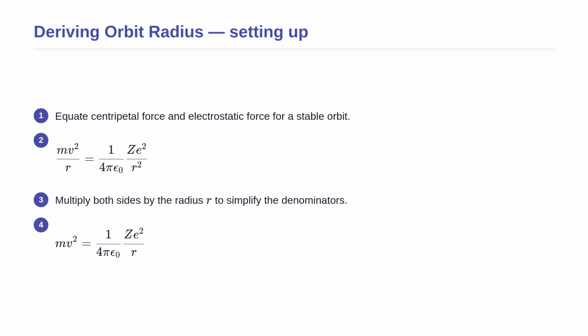To clean this up, we multiply both sides by the radius r. This cancels 1 r from the denominator on both sides, leaving us with a simplified equation for mass times velocity squared. We will need to eliminate this velocity term to solve for the radius.